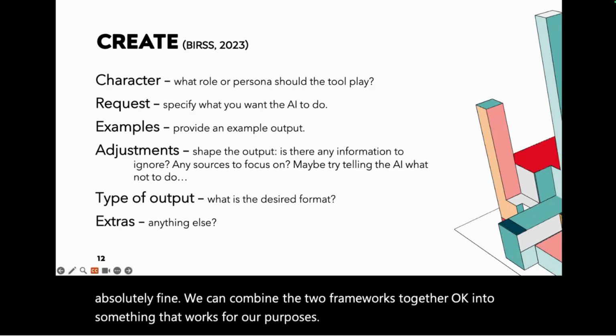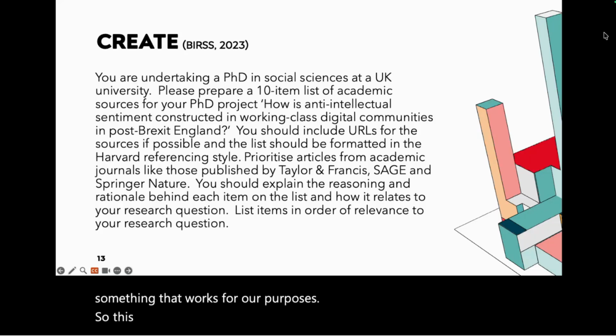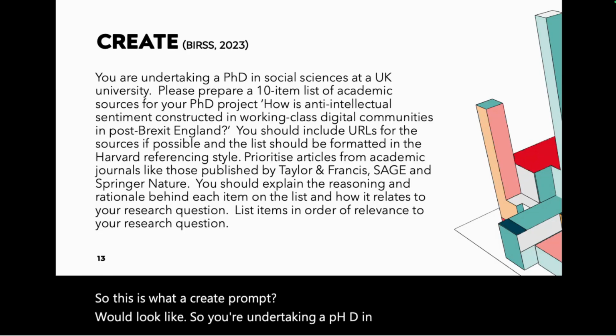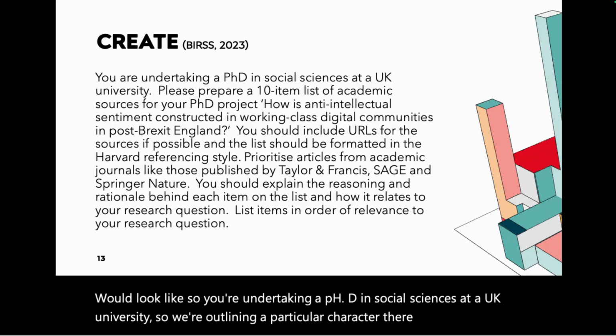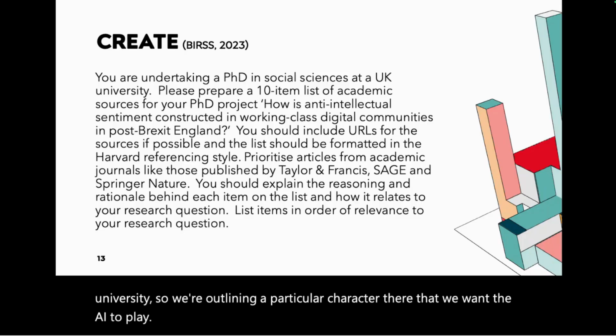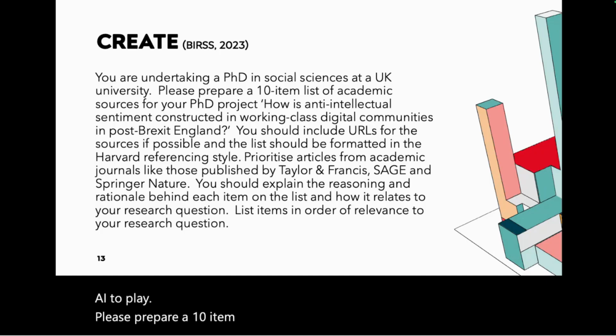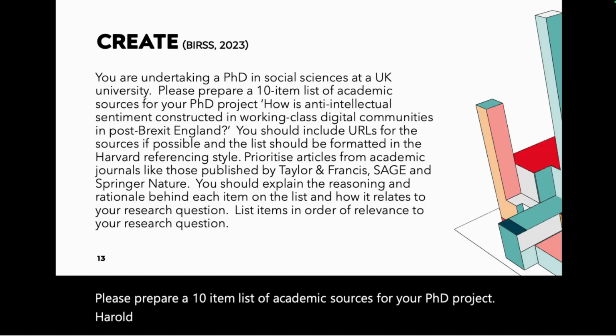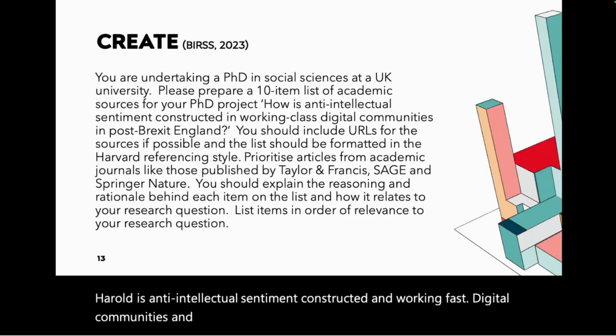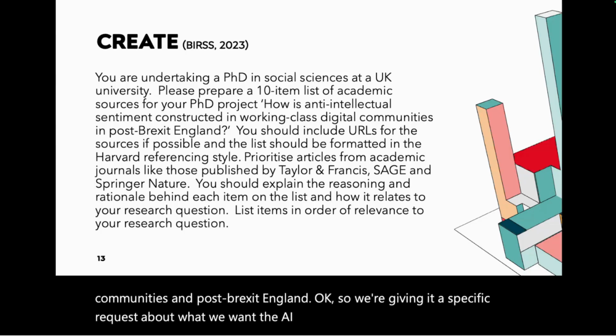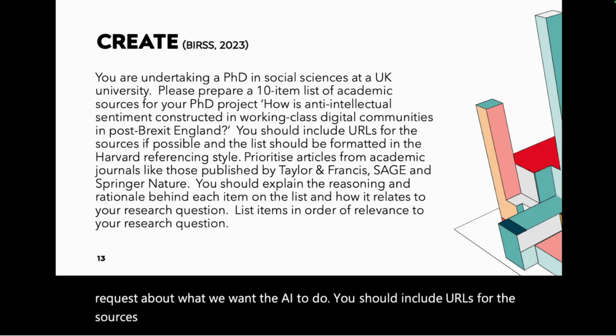So this is what a create prompt would look like. So you're undertaking a PhD in social sciences at a UK university. So we're outlining a particular character there that we want the AI to play. Please prepare a 10-item list of academic sources for your PhD project. How is anti-intellectual sentiment constructed in working-class digital communities in post-Brexit England? Okay, so we're giving it a specific request about what we want the AI to do. You should include URLs for the sources if possible, and the list should be formatted in the Harvard referencing style.